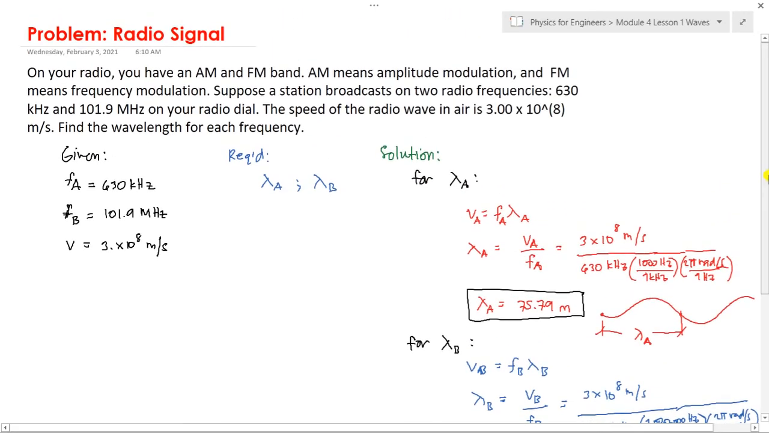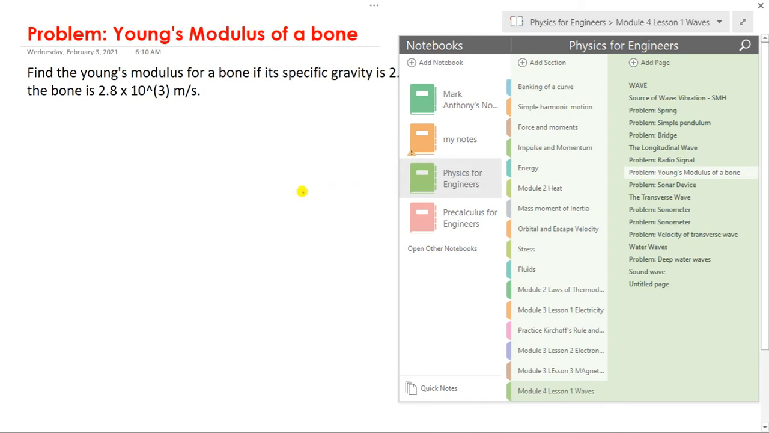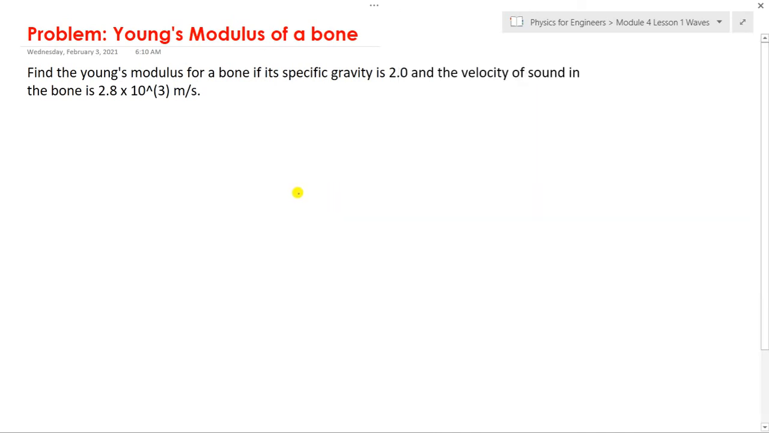Okay. So let's proceed to the next problem about Young's modulus of a bone. So again, this is an indirect method to solve for the Young's modulus without having the knowledge of the tensile and compressive strength of the bone.